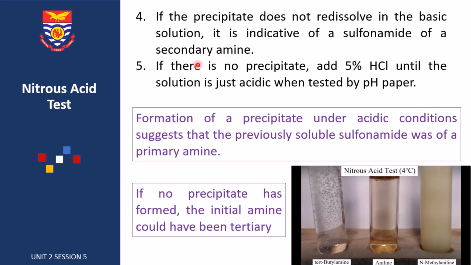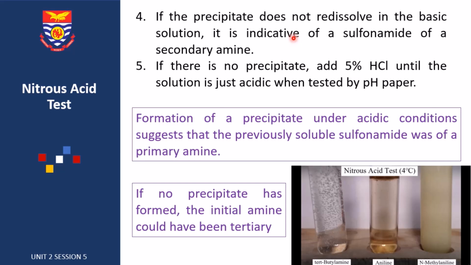However, if there's no precipitate, then you have to add 5% HCl until the solution is just acidic, and you test that with a pH paper. So you add about 5% acid to the solution, and then you check. The formation of a precipitate under acidic conditions suggests that the previously formed soluble sulfonamide was from a primary amine. Just as I said, if a precipitate forms and does not redissolve in base, then it means it's a secondary amine.